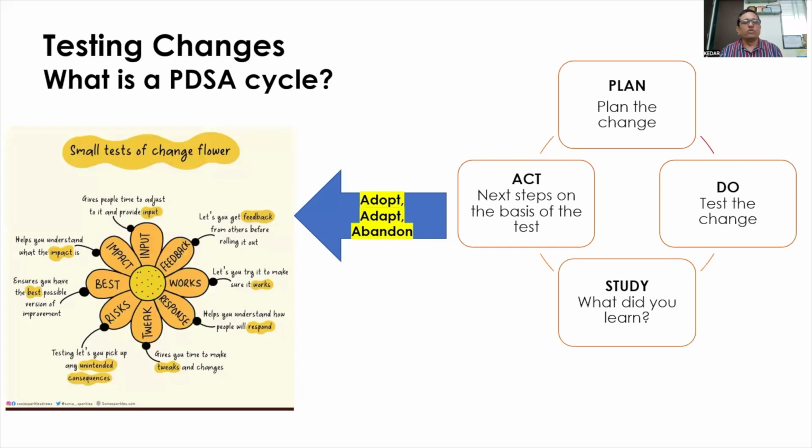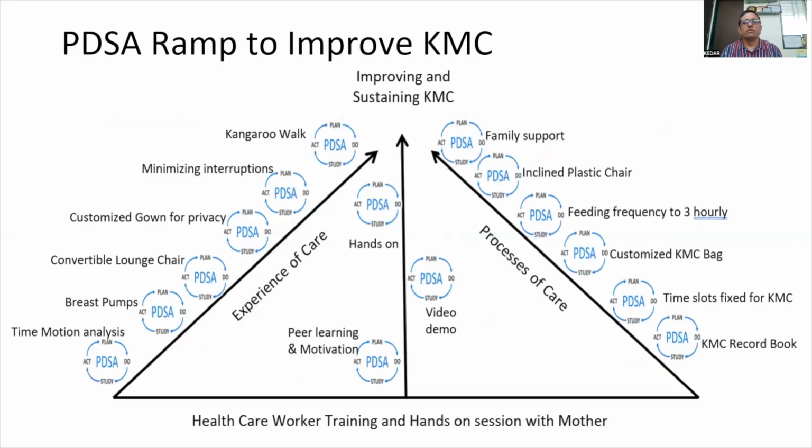I told you about PDSA. You need to have a small test of change, and modify the change before you implement it. I will not go into details of this. You need to have multiple changes finally leading to the improvement of care. There will be some changes which you will have to abandon. There will be many changes which you will have to modify, test again, and then finally implement. And there will be very, very few changes which will work in the first attempt.